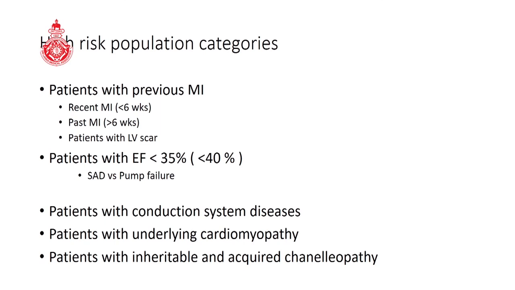So, identifying high-risk populations: we need to be aware of certain high-risk categories, like a patient who has had a myocardial infarction within the last 6 weeks, or who has an LV scar following MI, even if it is a long-term one, and who has residual LV dysfunction, as well as the patients that we discussed with underlying cardiomyopathy or inherited or acquired channelopathies.